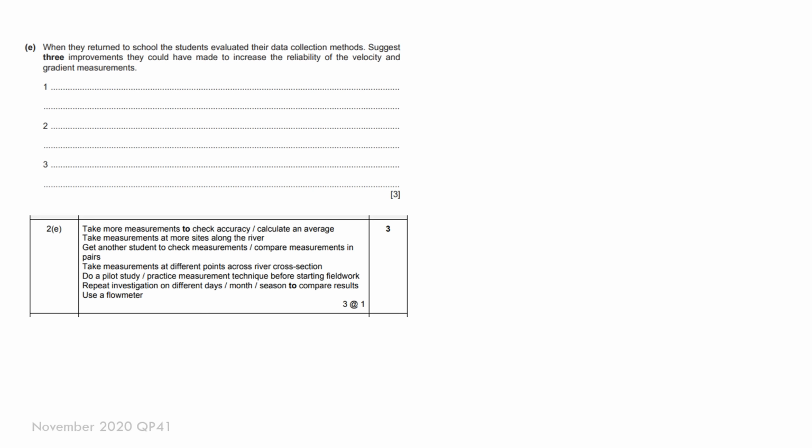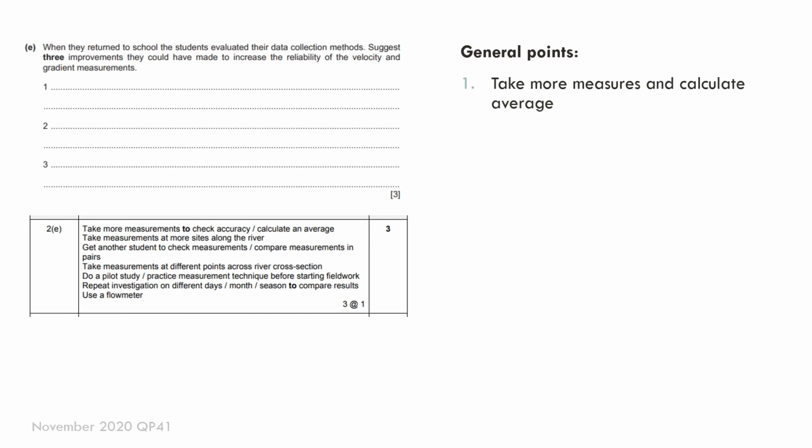So for example, a pilot study is one way that you can improve. You can calculate an average. You could do that for any method that you use. So again, really nice. Or you could repeat the investigation on different days, months, or seasons to compare results. Those points there are really good generic points that you can apply to any investigation.